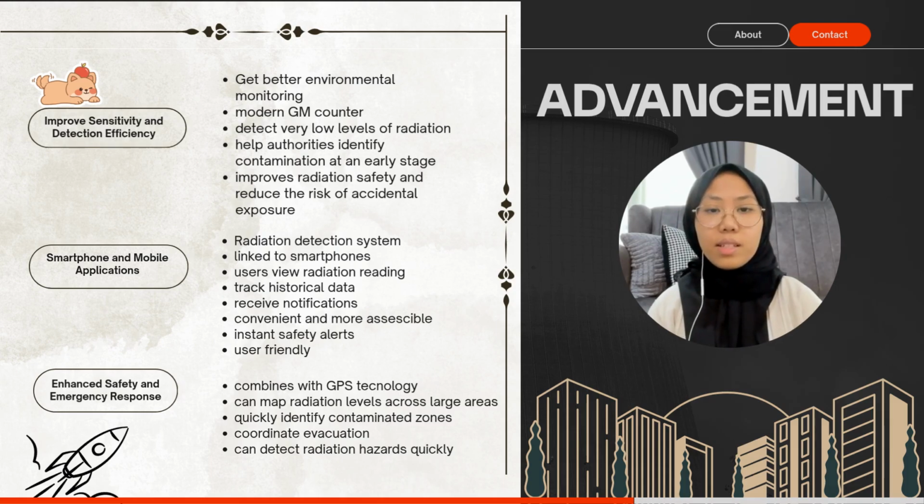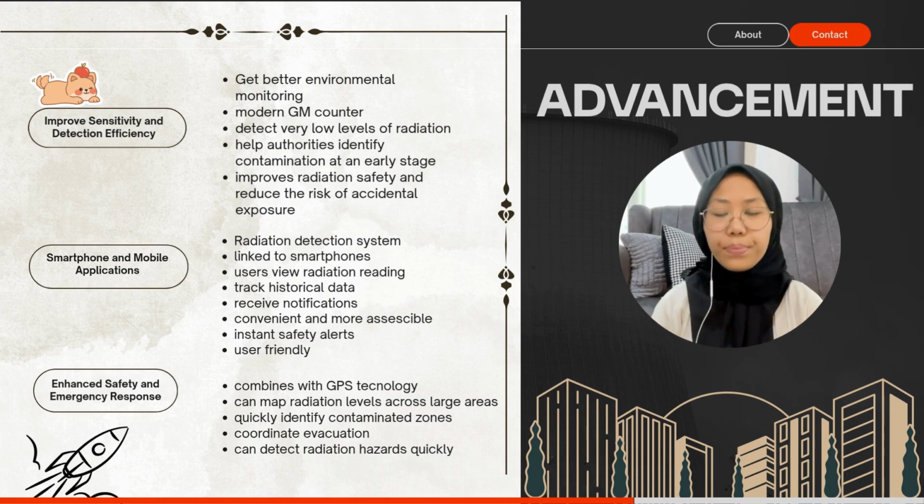Secondly, GM counters can now be integrated with smartphones and mobile applications. Users can view radiation readings in real time, check historical data, and receive instant notifications when the radiation level increases. This makes radiation monitoring more convenient, accessible, and user-friendly.